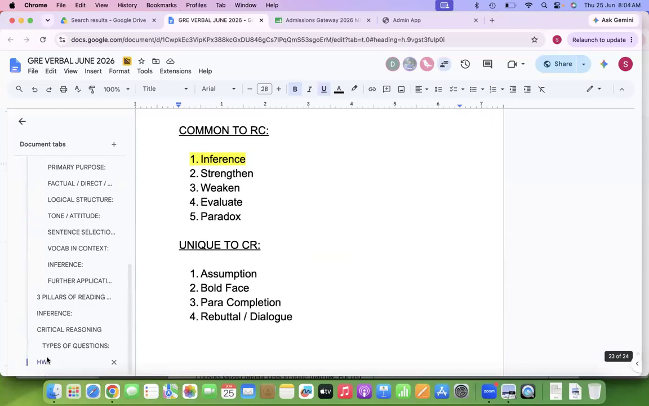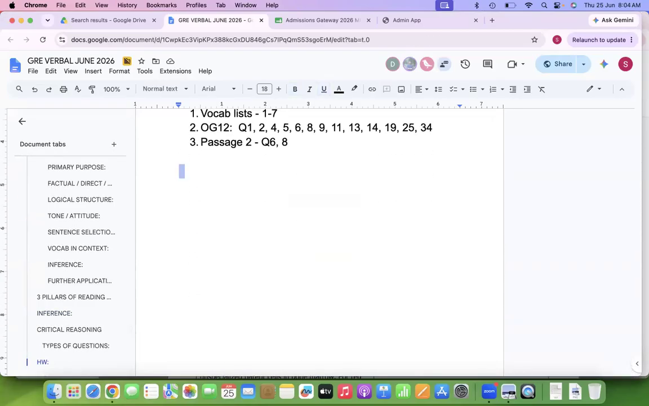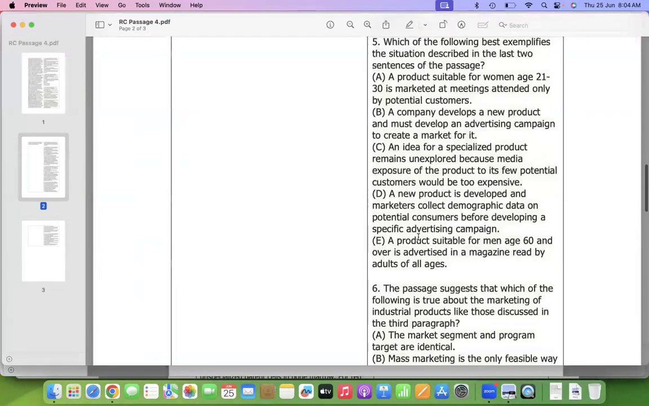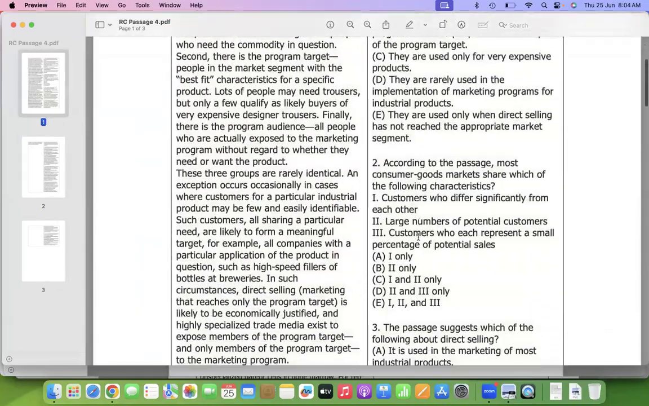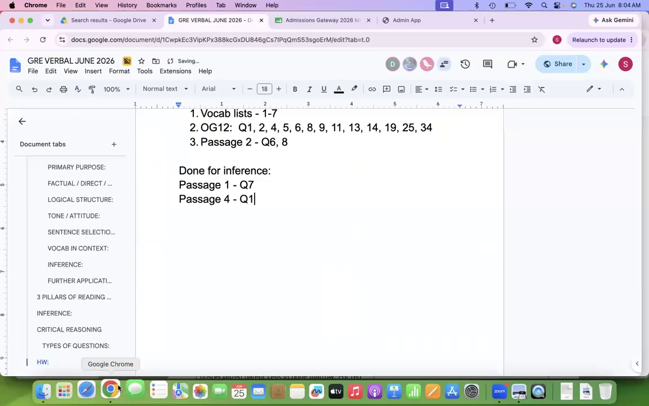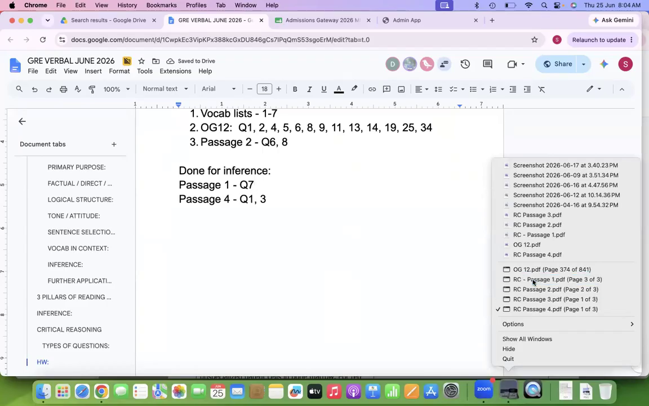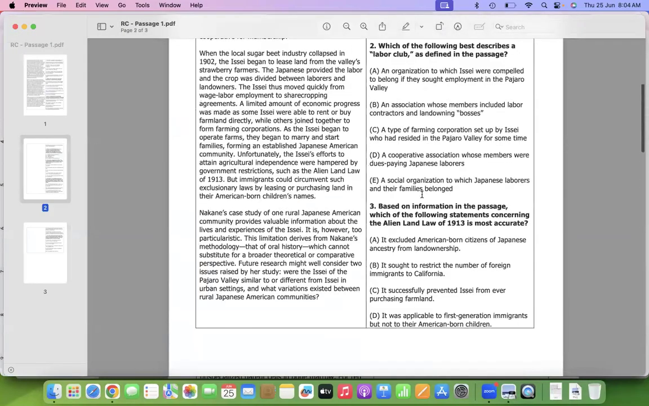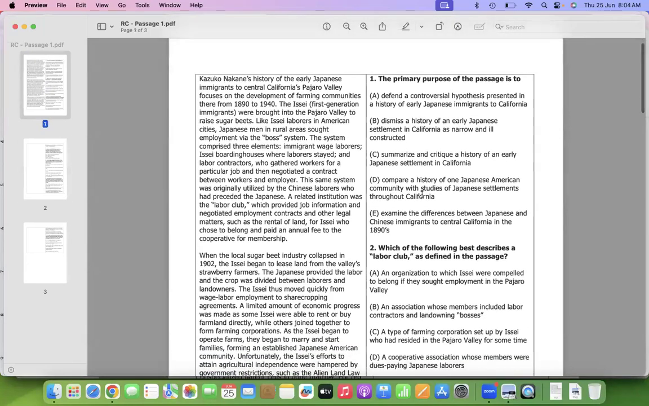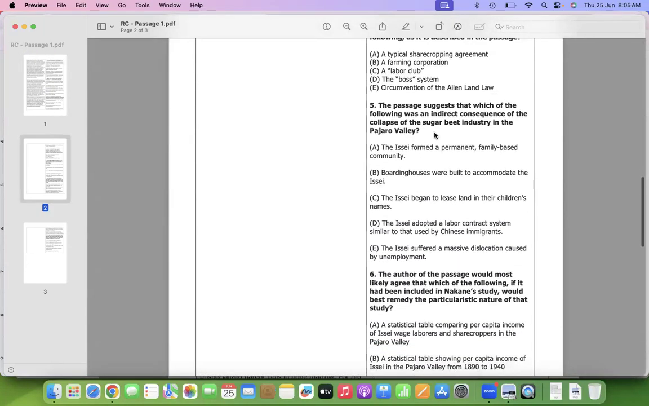So what we've done is question 1 and question 3. Now let's go back to passage 1. Look at question number 5.